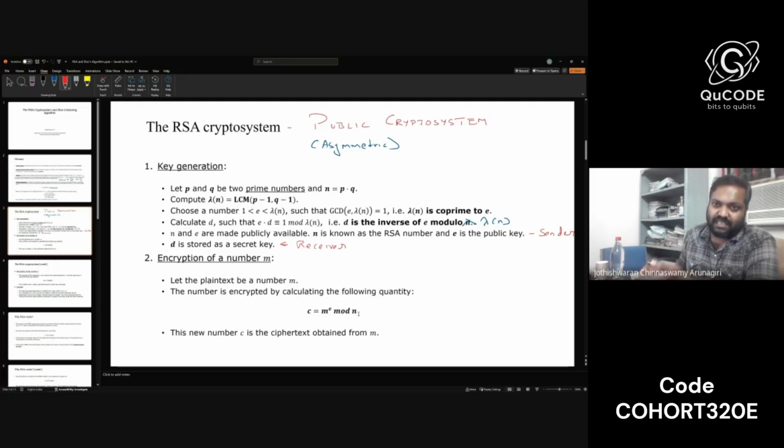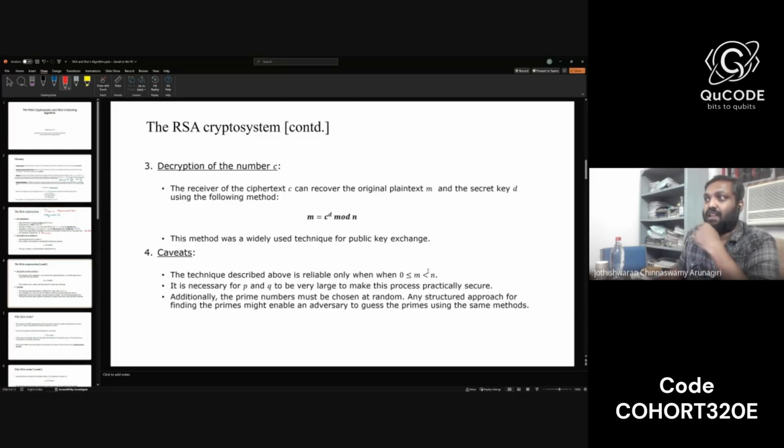So now C is the thing that the sender has at hand. Now this is sent to the receiver. How does the receiver decrypt this message? The receiver just performs the following calculation: they calculate C to the power D mod n, and it is guaranteed to be m. Well, guaranteed with an asterisk, which we'll look at just now.